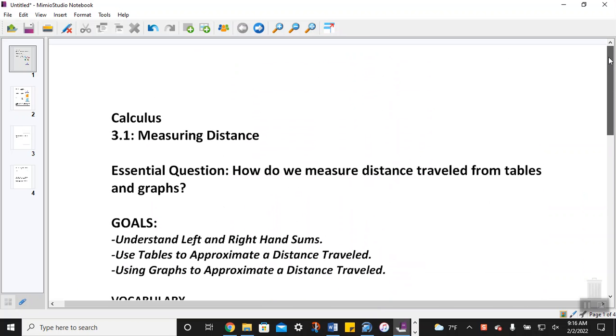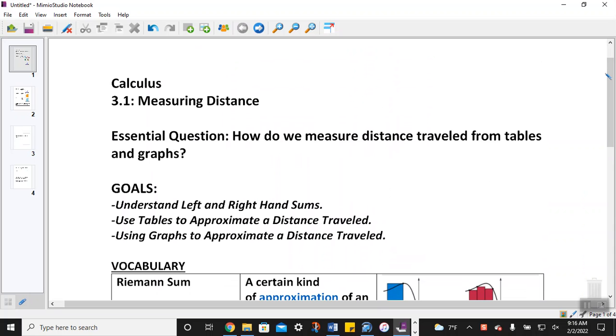Finding Riemann sums here, all right? And 3.1 is titled Measuring Distance. How do you measure distance? And we're going to look at measuring distance in the context where we're talking about how fast a certain object is moving at a certain time. So the question is, how do we measure distance traveled from tables and graphs?